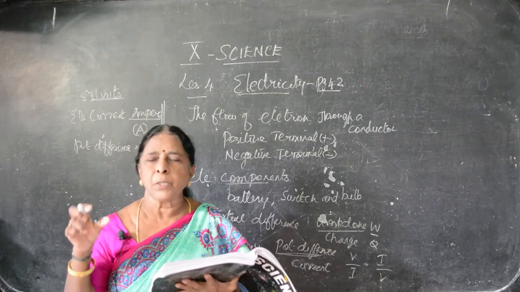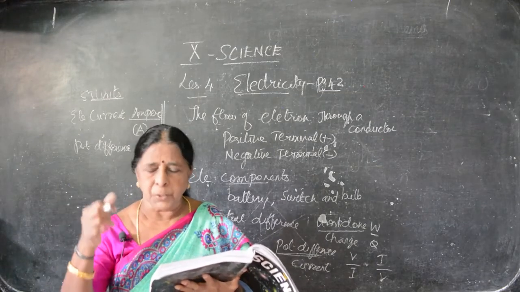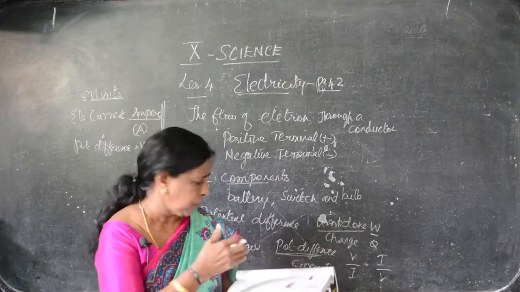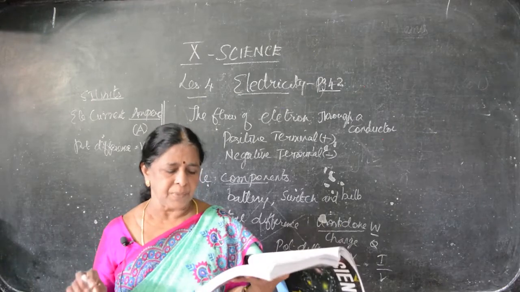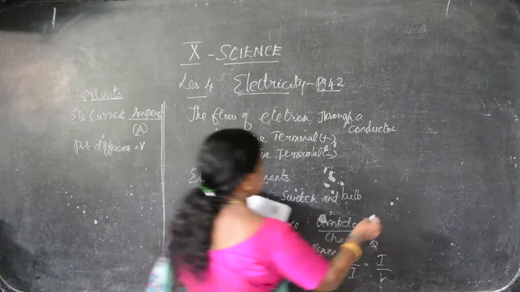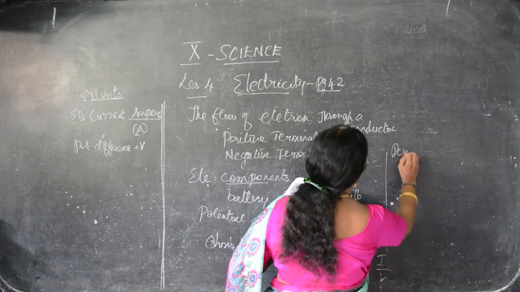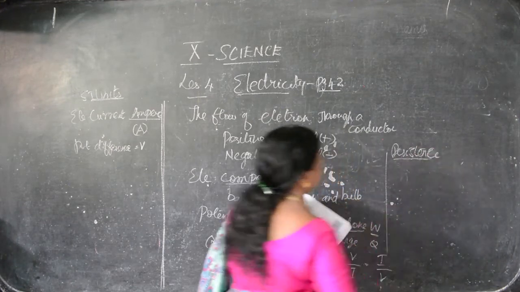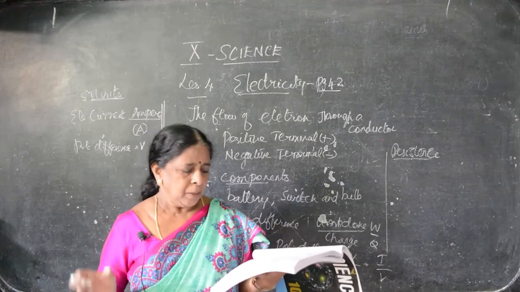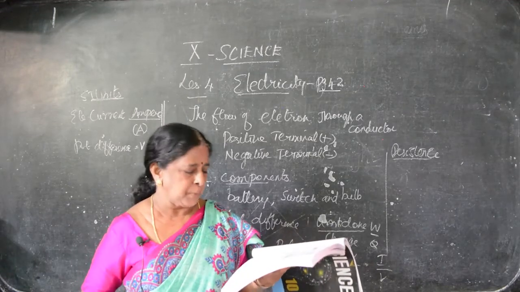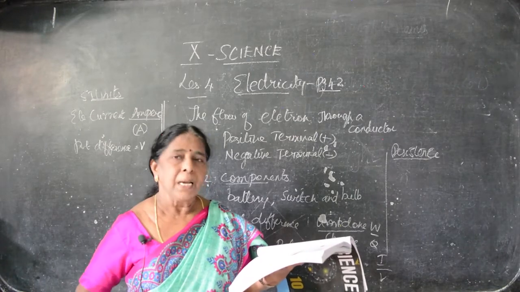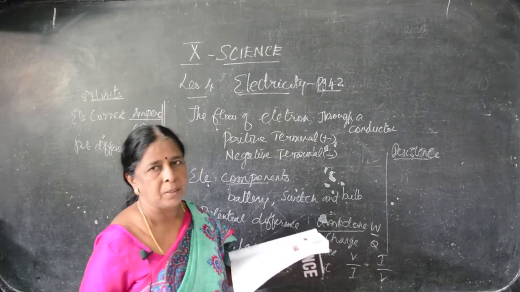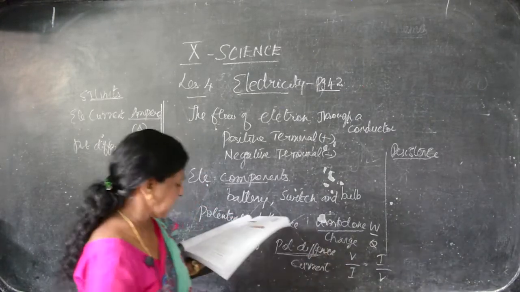Then for everything there should be a resistance. The current flows, and that should be managed by a resistance. The resistance is V by I, which we find from Ohm's law. What is the resistance of a conductor? The resistance of a material is its property to oppose the flow of charges and hence the current passing through it. It is different for different materials. V by I is equal to R. Resistance can be measured in ohm.